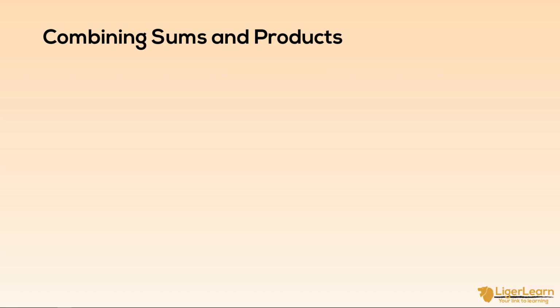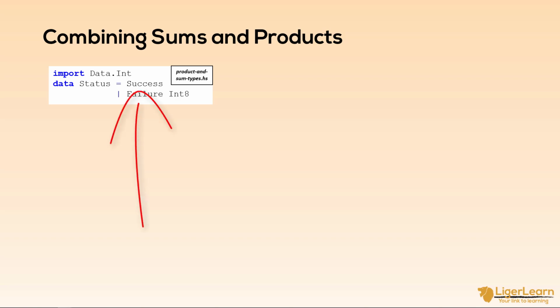Let's now look at some contrived examples to further our understanding of sum and product types. In this example, we are creating a type called Status, which is supposed to represent whether something succeeded or failed. Status is a sum type, since it can be either a success or a failure. We define a success using a nullary constructor, i.e. a constructor which does not have any arguments, and a failure with a constructor which takes an Int8 argument. The idea here is that if there is a failure, we provide a failure code, which is an Int8.